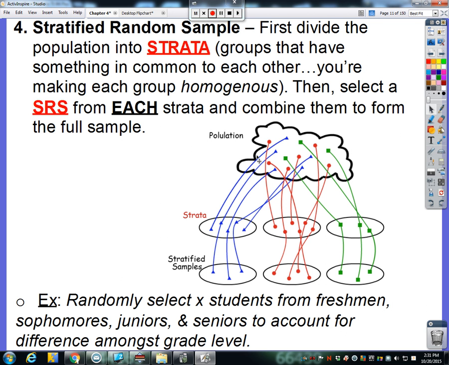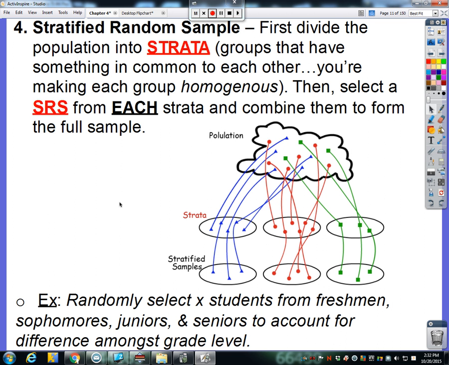So here's a nice cloud that's made up of 3 different types of groups of people, we'll say. And we can pull those similar people, those homogeneous groups, into their own strata. And then what we can do is from within each strata here, within each little subcloud, we can take an SRS, we can take a simple random sample of each strata.